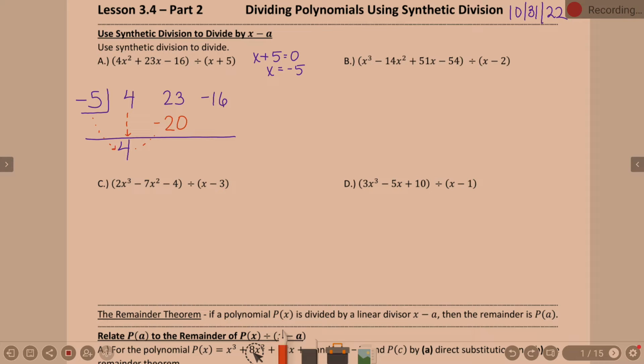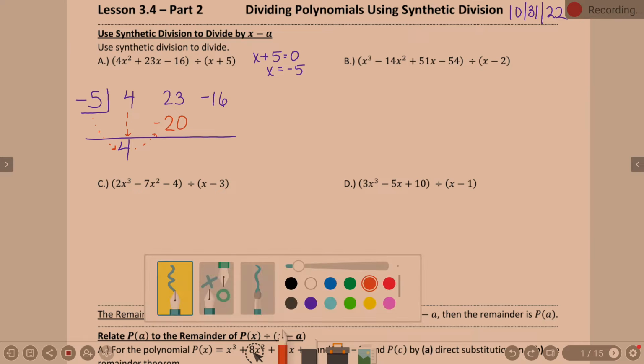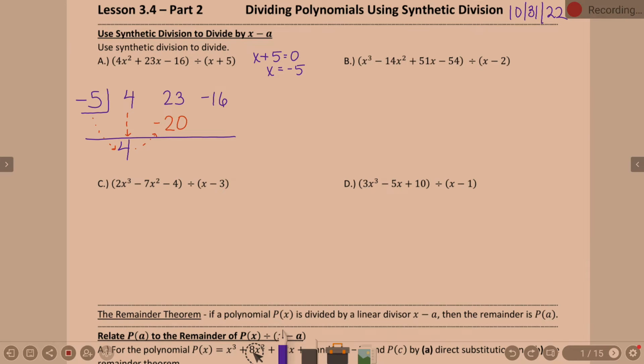Okay? Now, one difference. Long division, after you multiply, you usually subtract. Synthetic division, we add. So, add the column. What is 23 plus negative 20? 3. That is the next piece of our answer.